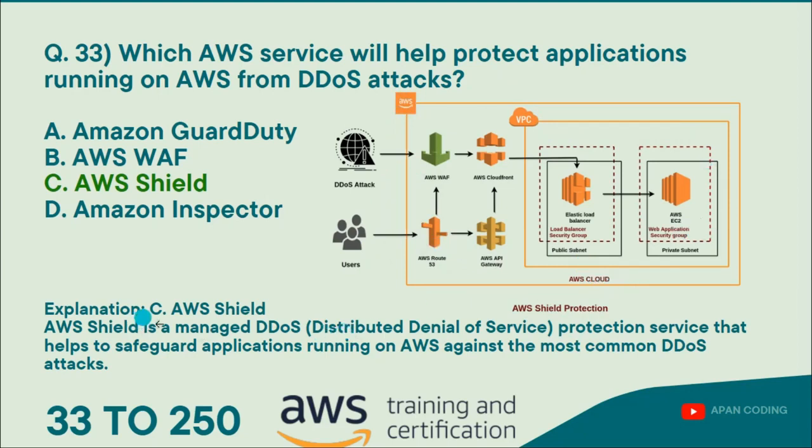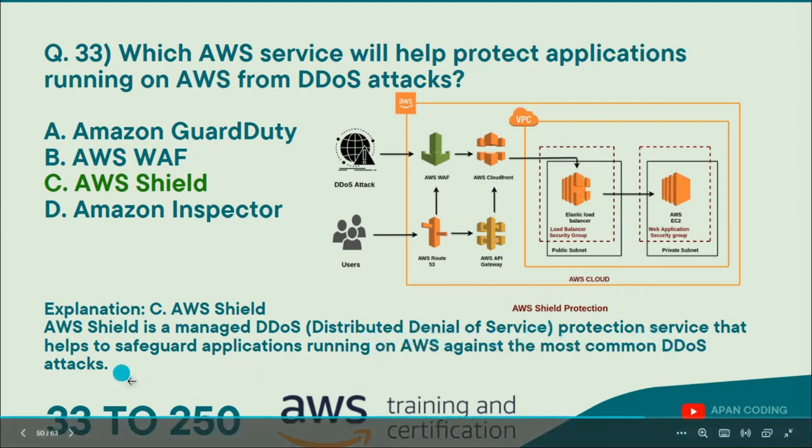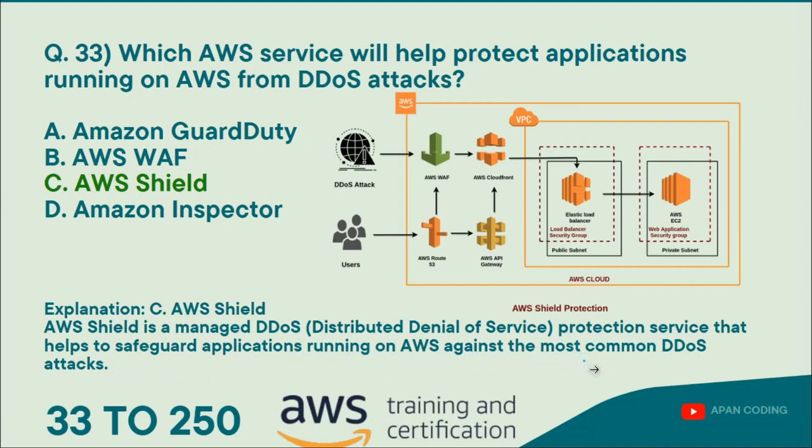So the explanation is here, friends. AWS Shield is a managed distributed denial of service protection service that helps safeguard applications running on AWS against the most common DDoS attacks. You know very well, friends, a DDoS attack means a huge amount of traffic comes to your application servers continuously without any purpose. It means a hacker attacks the system and wants to slow down the computer system. AWS Shield will protect your application.